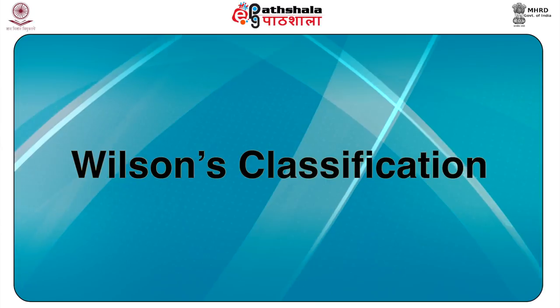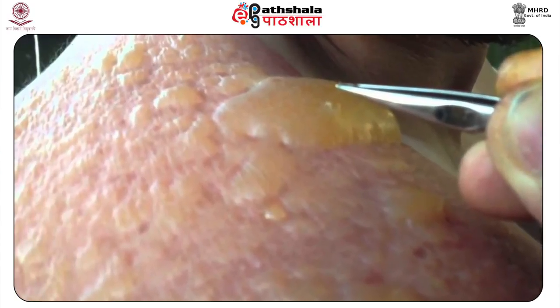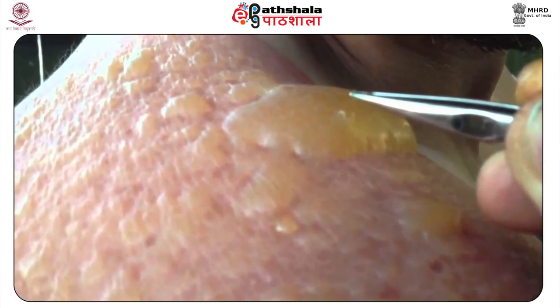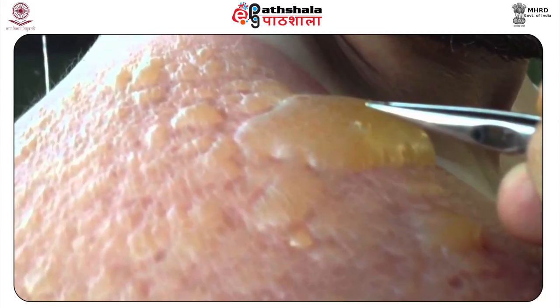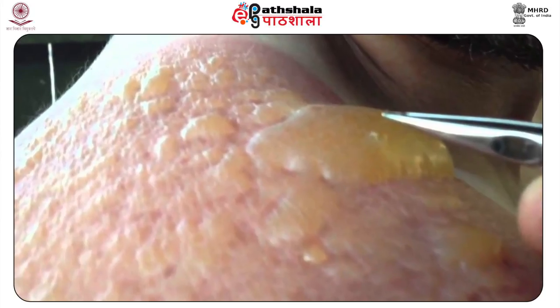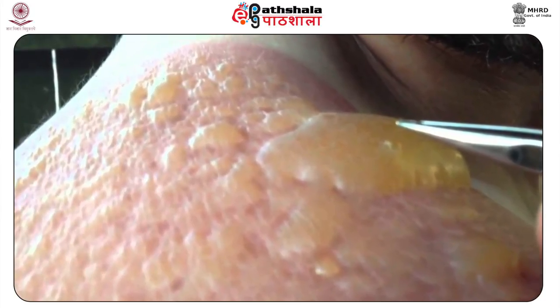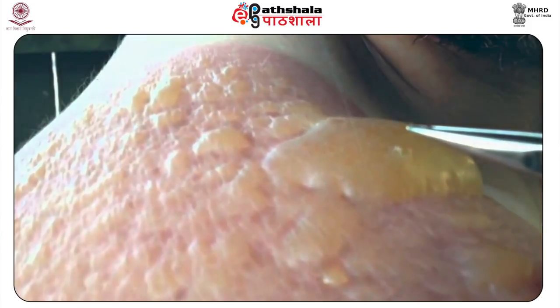The commonest is the Wilson's classification, and according to this, it is categorized into three types depending upon the body layer involved. These are epidermal, dermoepidermal, and deep. So these three are the types of burn as per the Wilson's classification. In epidermal burn injuries, there occurs reddening or erythema and blister formation. These blisters contain serum which is rich in protein and chlorides and are surrounded by a zone of hyperemia that is called the red line. These are very painful and heal without any formation of a scar.